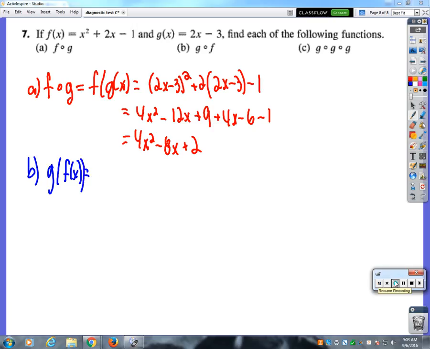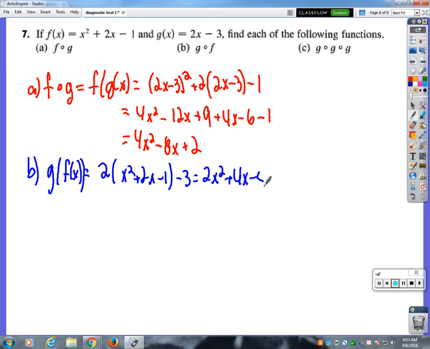Okay, it looked like most of you got that one. So that comes out to be 2x squared plus 4x minus 5.